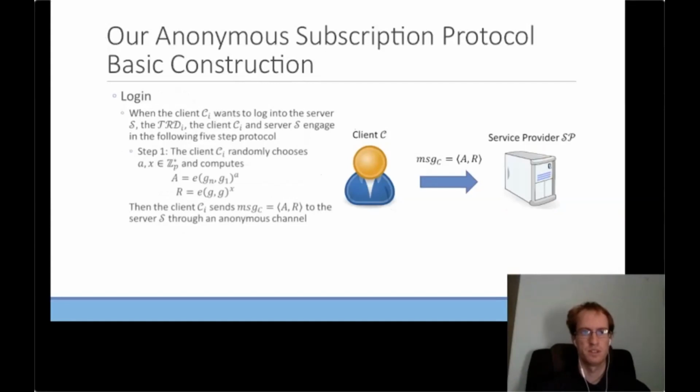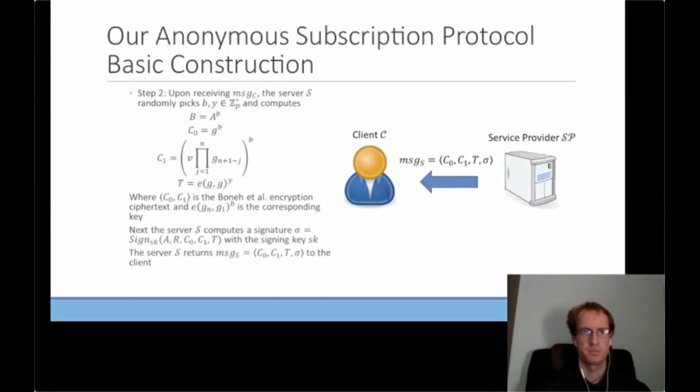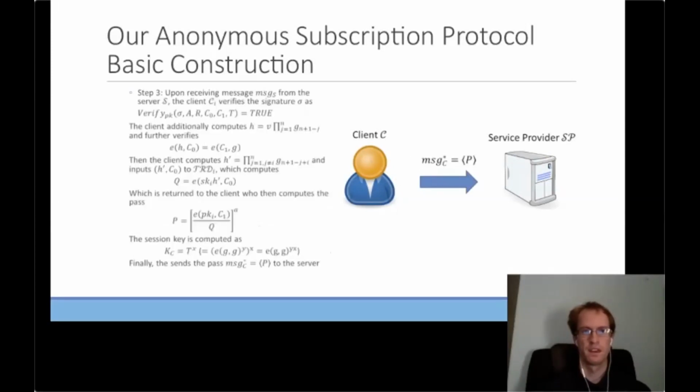The client C randomly chooses a and x and computes A and R as given by the formulae, and sends this A and R to the service provider. Upon receiving this message, the server computes the following values, where C0 and Z1 is the broadcast encryption ciphertext, and the pairing e(g_n, g_1) to the power gamma is the corresponding key. Next, the server computes a signature on all these values and sends all of these values to the client. Upon receiving the message from the server, the client verifies that the signature is valid, and if so, it computes that the product was computed correctly.